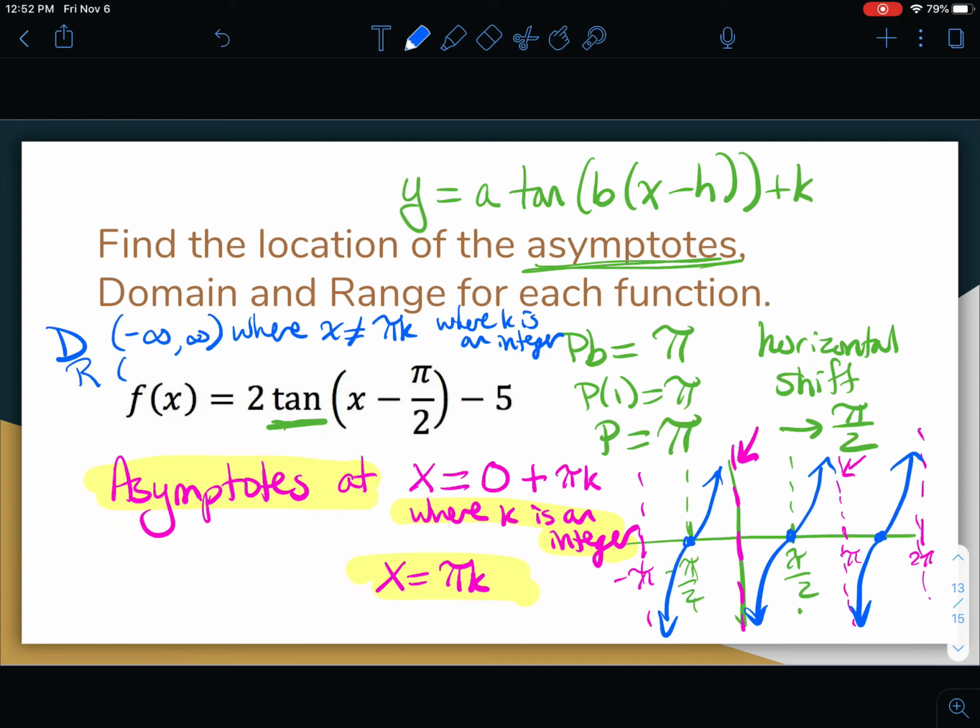undefined. And then our range, this is the boring one. It's going up to infinity and down to negative infinity for outputs. It's just all reals. That's it. So not much going on there for range for the outputs.